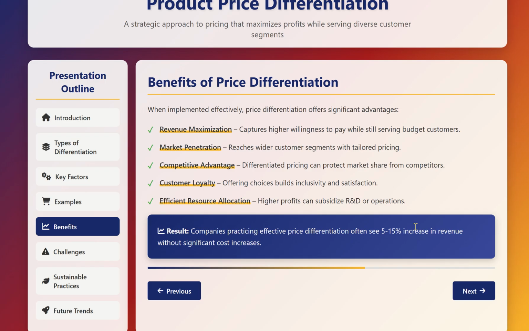Number 3, competitive advantage. Because whatever you are doing, whatever you're giving out in the market, always it has a competition. So for you to remain relevant, for you to be competitive, you must differentiate your product. You must differentiate your product in terms of price to protect the market share from competitors.